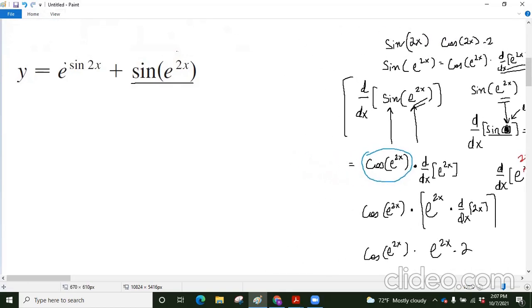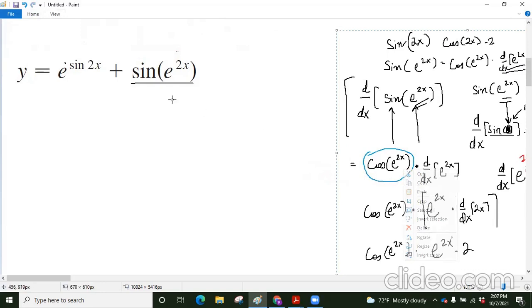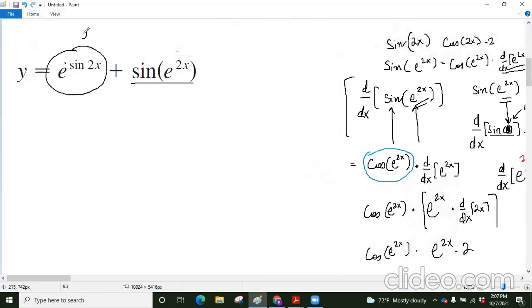We are going to say, well, okay, we know that this is of the form e to the x. This is of the form sine of x, correct? The exception is that the x is something different, right? The x in this case for e to the x is this guy. And the x that's supposed to be inside this bracket is e to the 2x.